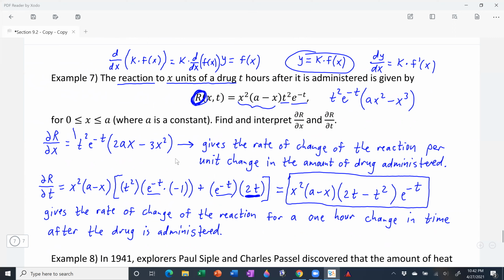Okay, I'll go ahead and put a box around that first partial derivative too. Okay, we never needed to really focus on a being a constant, just being careful that we understood that that was a constant in the problem, and then this little domain here for x, we didn't really need to even talk about that either. Okay, so that's example 7.